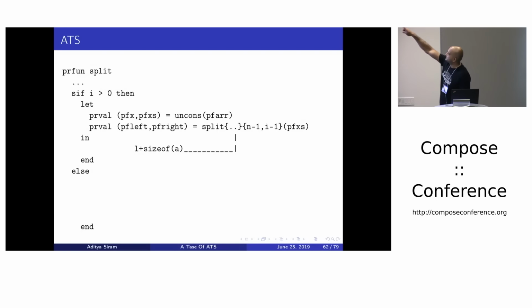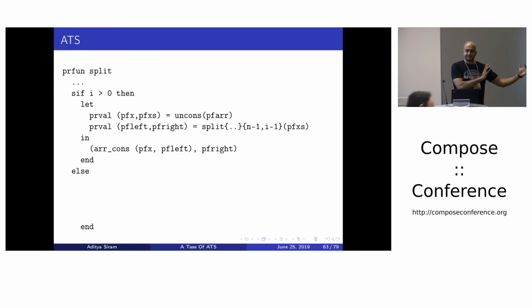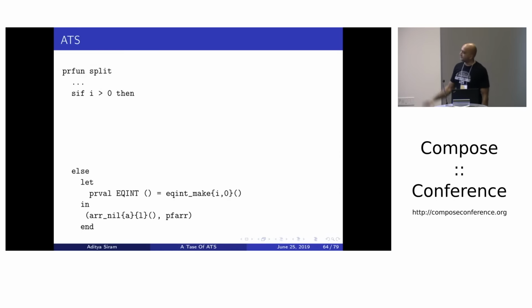We recurse on split and pass an n minus 1 and I minus 1 as template parameters. And we pass in the tail of the thing we just split, and we get back a left and a right, right? And now we can build that array back up. So we have this array cons, which constitutes the left side of the array, going from L to I, which is the initial head, and the left, which constitutes the tail, and PF right, which is the rest of it. And now we have what to do in the else case.